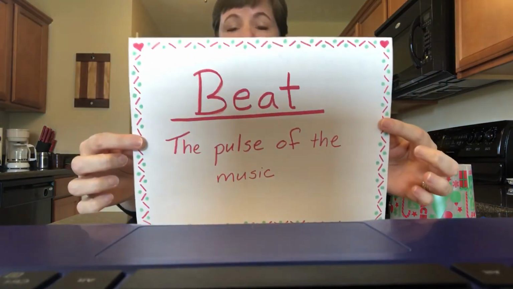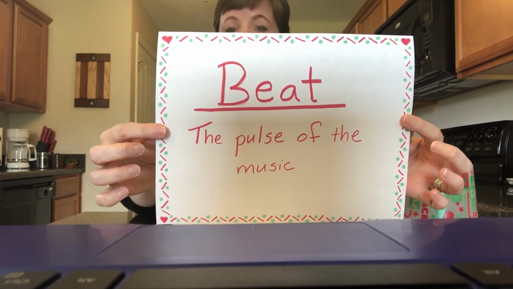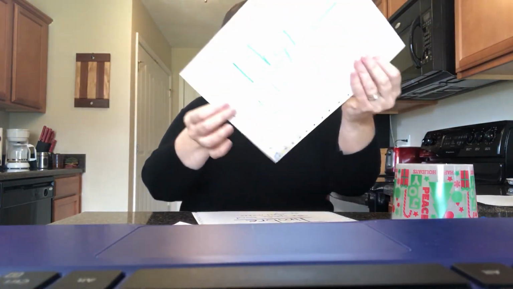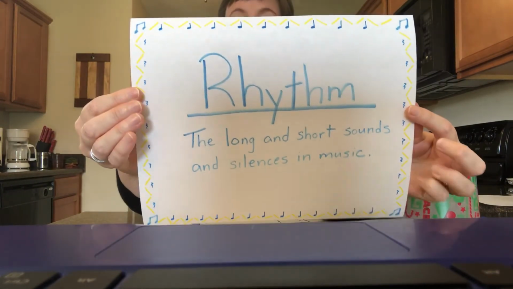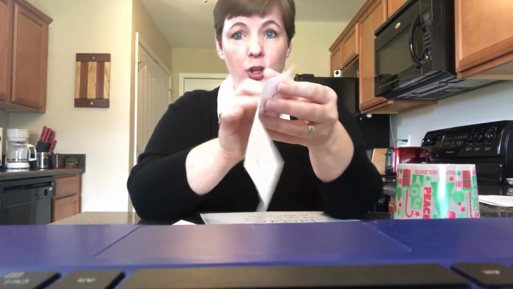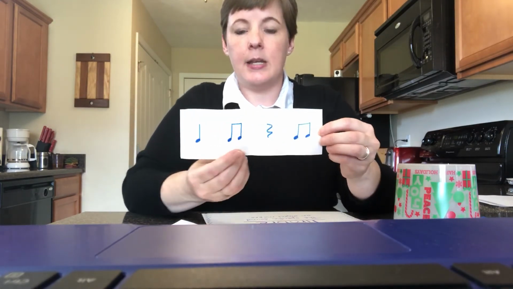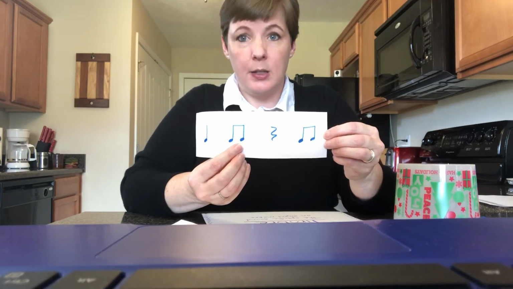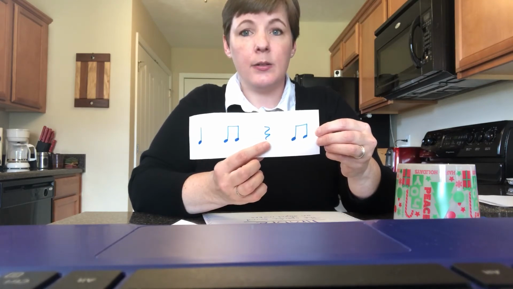First, we were moving around to that song, and we were moving to the beat. The beat is the pulse of the music. We moved to the beat. Then we talked about a rhythm. Rhythm is the long and short sounds and silences in the music. We practiced those rhythms by making our little strips and drawing our ta for one sound on the beat, our toddy for 2 sounds on the beat. When we had 0 sounds, it was silent, we had a rest.